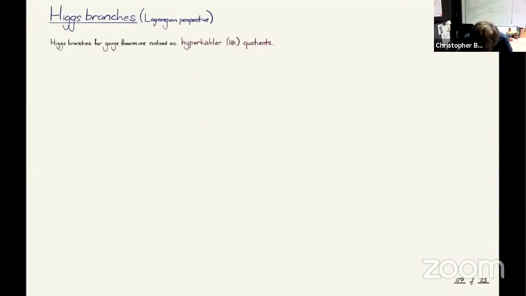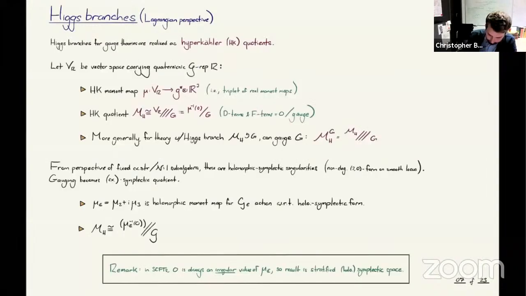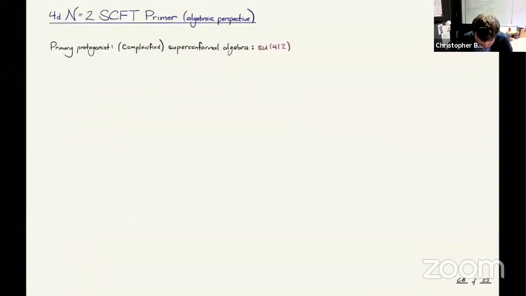Okay, let me get back to where I was. So that was a very fast review, hopefully at least getting a cartoon picture of what's going on, both generally and in the case of Higgs branches. I now want to tell most of the same story in this more algebraic SCFT language, so sort of conformal bootstrap language, if you will.